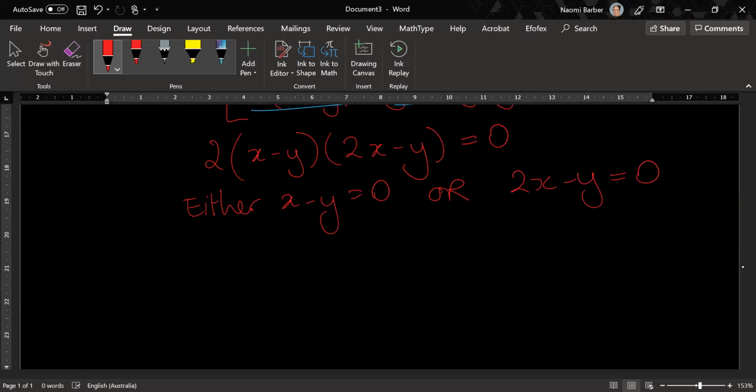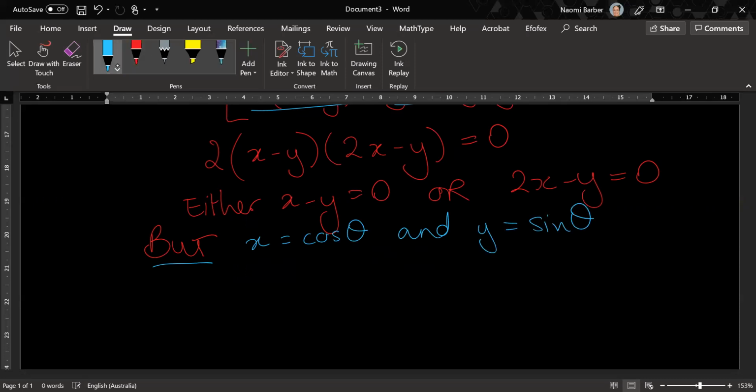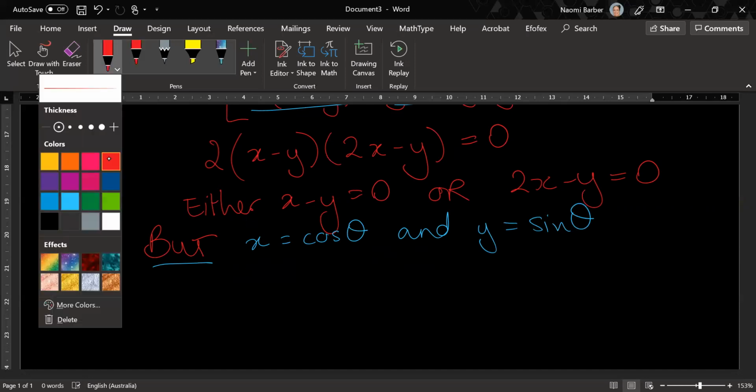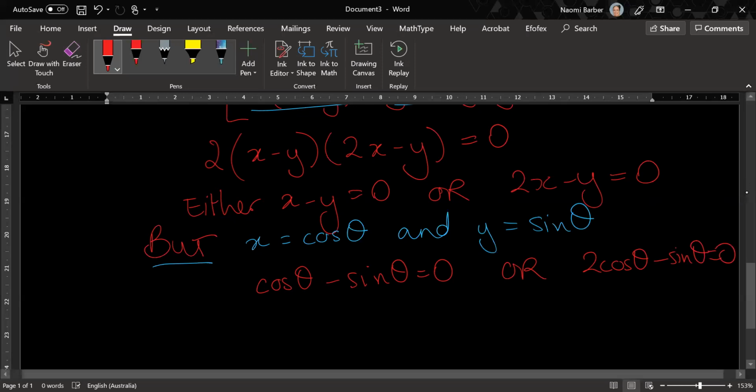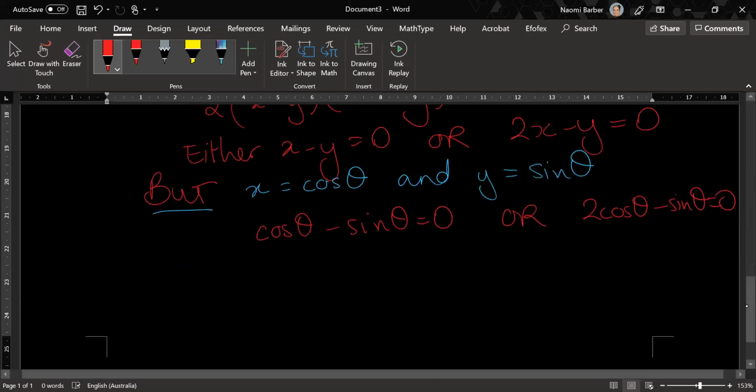But we let x equal cos theta and y equal sine theta, so I need to do that. X actually equals cos theta and y actually equals sine theta. So I need to put those back in. So cos theta minus sine theta equals 0, or 2 cos theta minus sine theta equals 0. We are getting so close to this ridiculous answer to this ridiculous question.